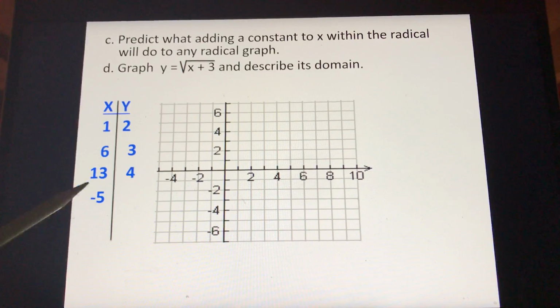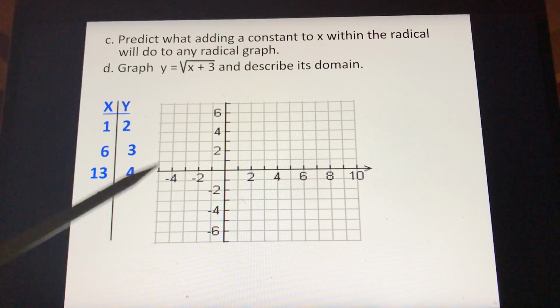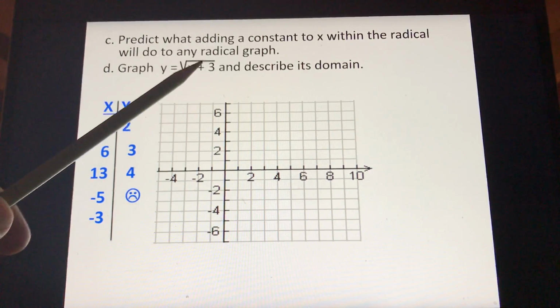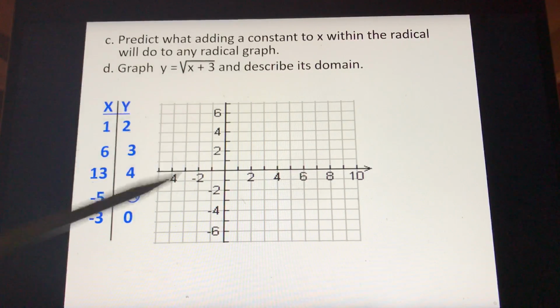Now I mentioned these negatives here. If I plug in, I'm just going to throw a ballpark. The last number I have on my graph here is negative 5. Negative 5 plus 3 is negative 2. That's out of the domain. So I'm trying to show you an example of a number out of the domain. Negative 4, still out of the domain. Negative 3, though, negative 3 plus 3 is 0. Square root of 0 is 0. So that's the first number that catches in the domain. We're going to call that the vertex.